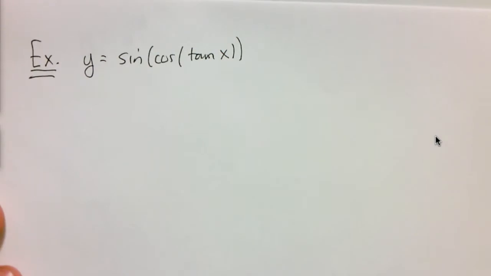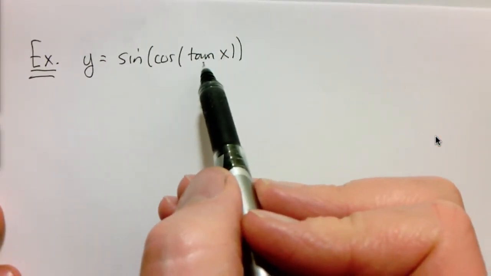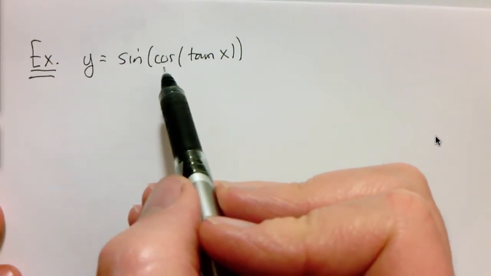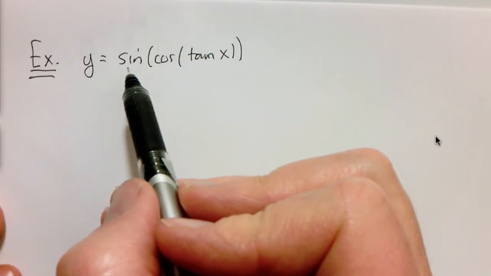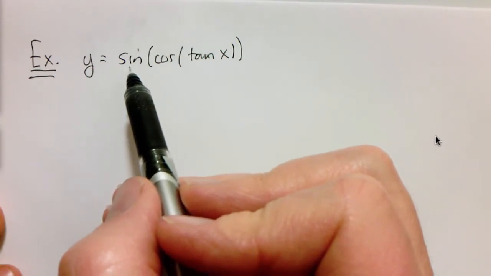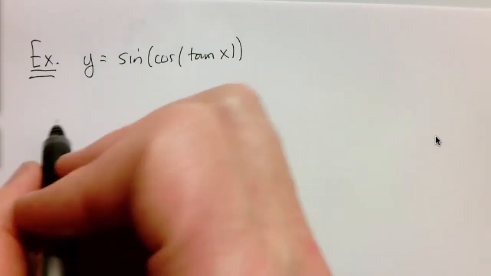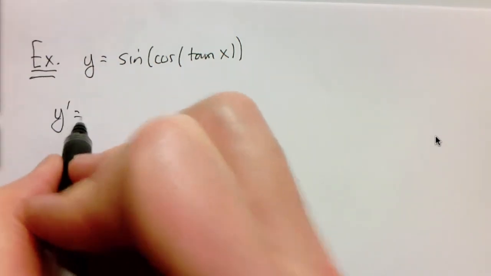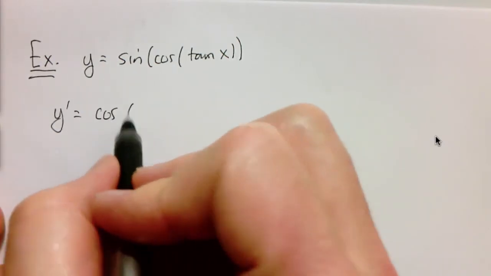Here's another example where the composition of functions is more transparent. I take my number x and apply the tangent function. To that result, I apply the cosine function. To that result, I apply the sine function. So to undo this, when I take the derivative, I'm going to have to apply the chain rule more than once. I start with the outermost function. The derivative of sine of some stuff is cosine of that stuff.